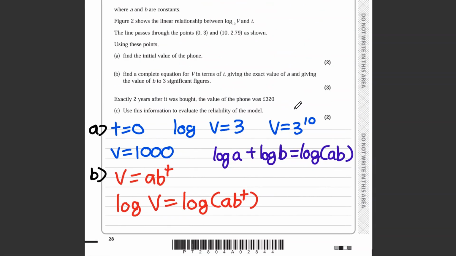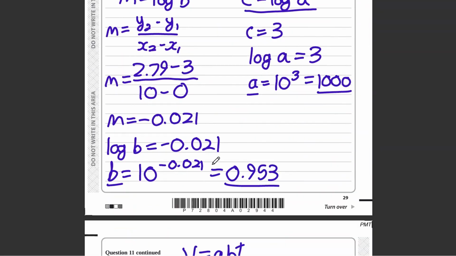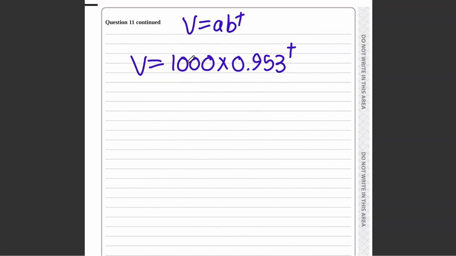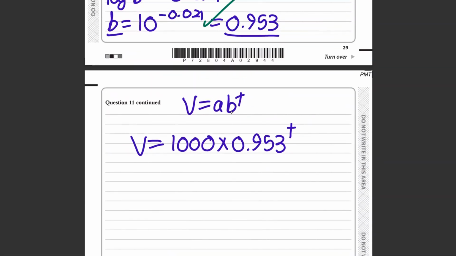And this here is the answer to the question, where we found a complete equation for v in terms of t, and we found what a and b are. Really quick, in terms of the marks here, you get 1 mark for figuring out that the gradient is equal to minus 0.021. You get another mark for figuring out that b is going to be equal to 10 to the power of minus 0.021. And then you get another mark for the final answer.